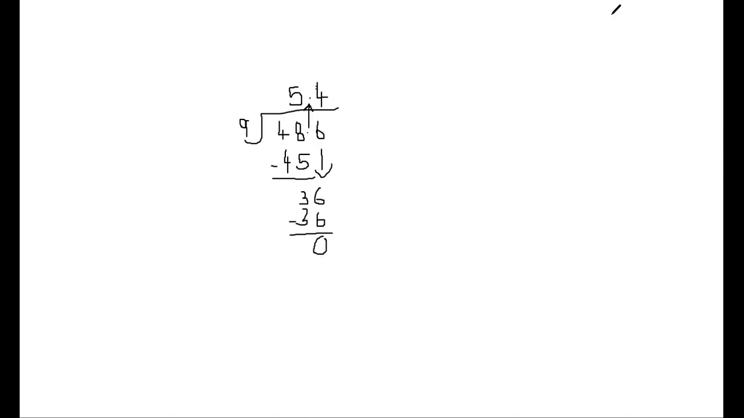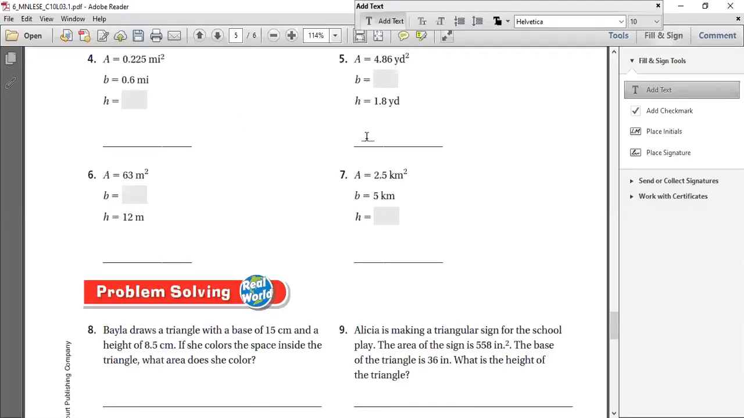So your answer is going to be 5.4. Now the base is going to be 5.4 here, right? So you have to write it as 5.4. The height is in yards, so this is also going to be in yards. So B is equal to 5.4 square yards, right? So that's going to be your answer. Same here. This is easier because it's 63 equals half multiplied by B multiplied by 12, right?